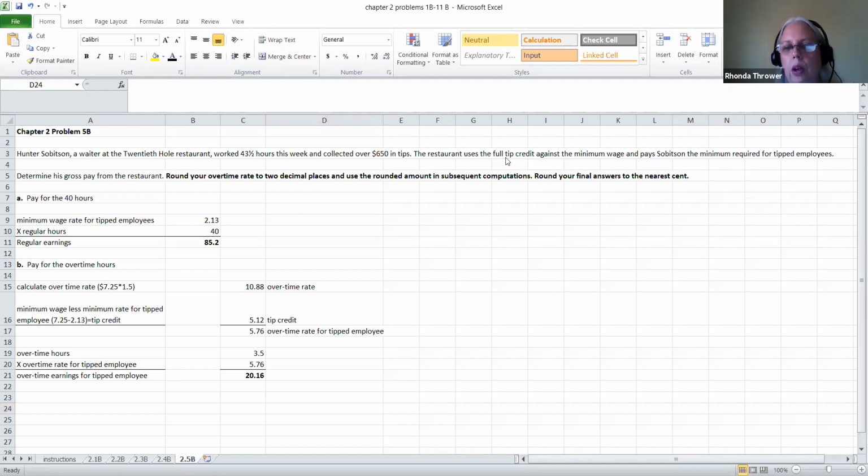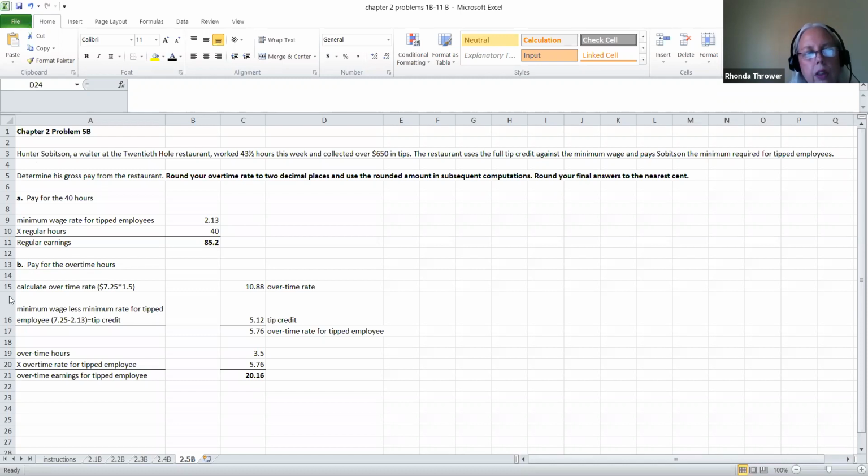But anyway, the restaurant uses the full tip credit against the minimum wage and pays Sobitson the minimum required for tipped employees. So the regular pay would be for 40 hours. The minimum wage rate that this employer can pay, because this is a tipped employee, is $2.13 times 40. In other words, the employer has to pay $85.20 to the employee, who is Hunter.